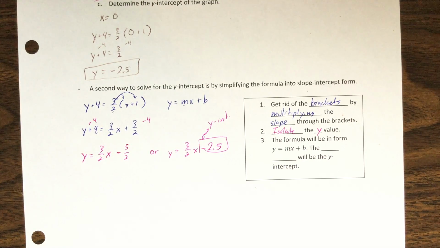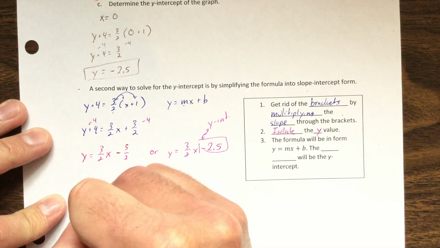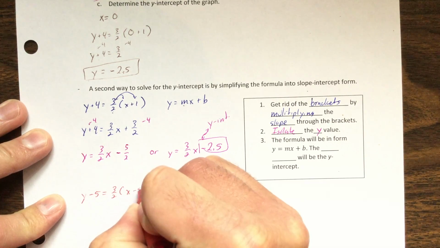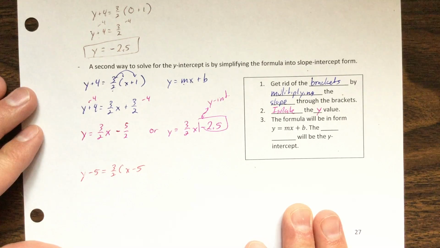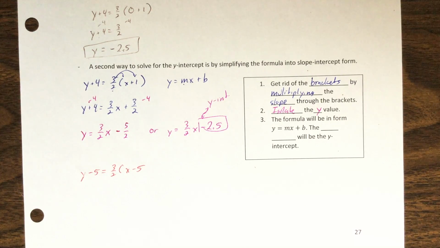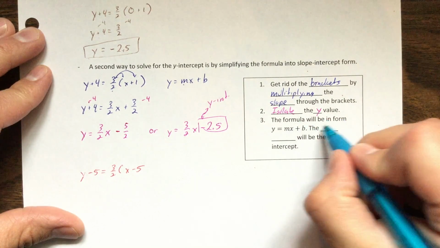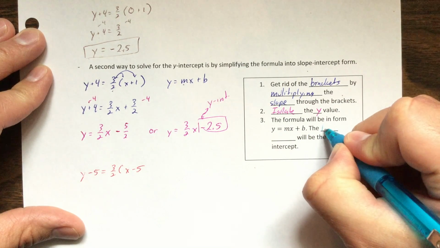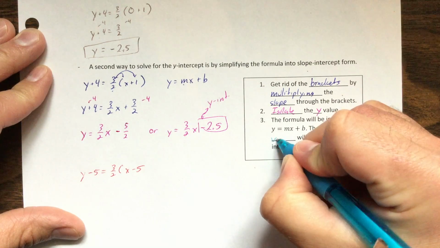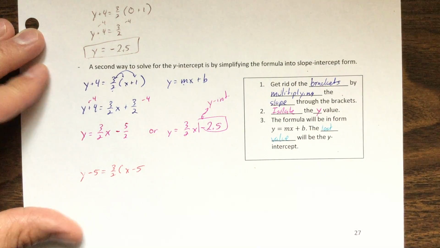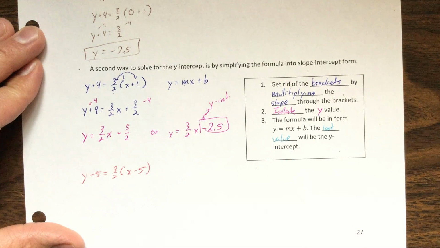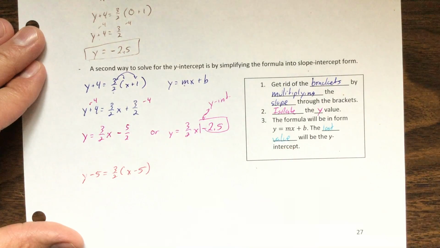Now, if we do this with the other equation, y minus 5 is equal to 3 over 2x minus 5, we should get the exact same equation. Sorry, I forgot to put that on there. The formula will be in slope-intercept form, and the last value, or constant, will be our y-intercept. Sorry, I jumped into this a little bit early, I forgot to put that into the blanks.